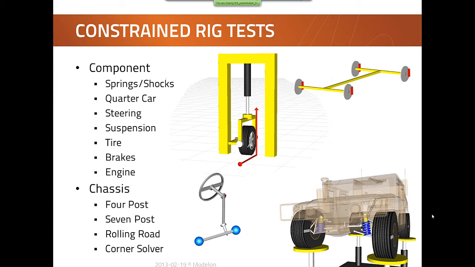really throughout the VDL. So it allows you to look at specific characteristics for individual components, such as springs and shocks, quarter car steering, suspension, tires, brakes, or engine. And then ultimately also do constraint rig testing on your chassis. So there's 4 post rigs, 7 post rigs, rolling road rigs, and a corner solver to look at vehicle states.